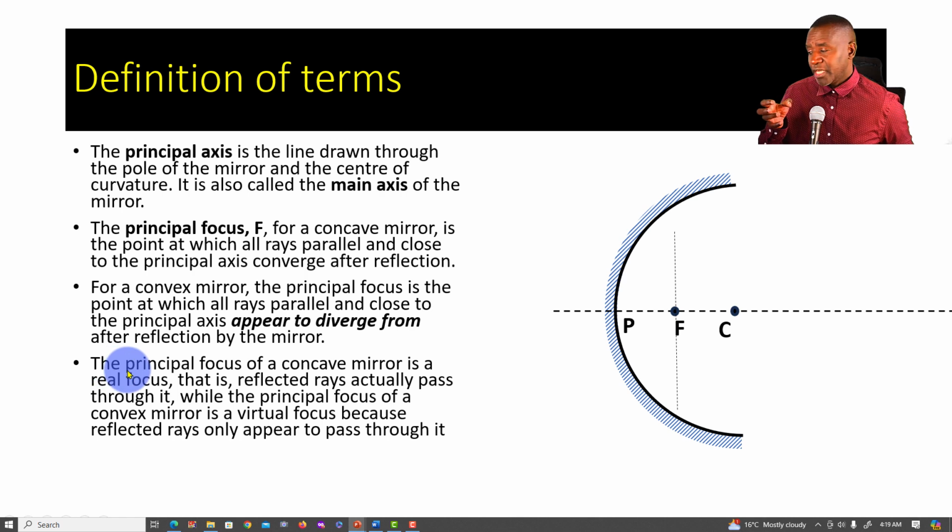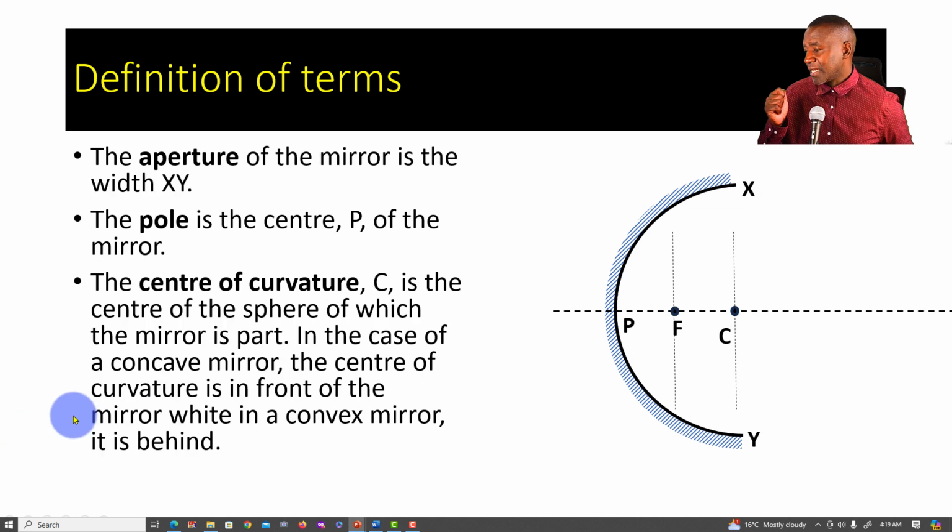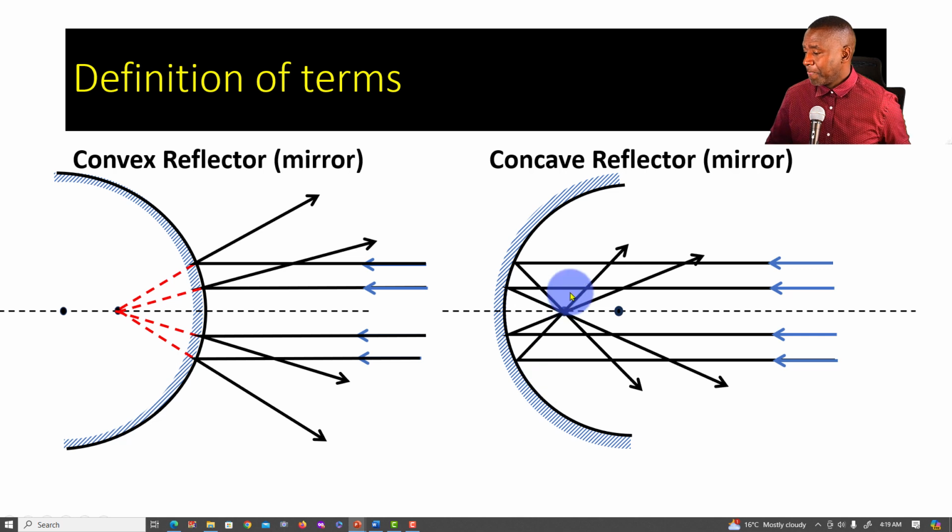There is some more information here about the principal focus. The principal focus of a concave mirror is a real focus. That is, reflected rays actually pass through it. And we have already seen that. Let's just review that. For a concave mirror, when this ray strikes the mirror, it's reflected through that point. This other ray is reflected through the same point. So it is a real principal focus because reflected rays actually pass through it.